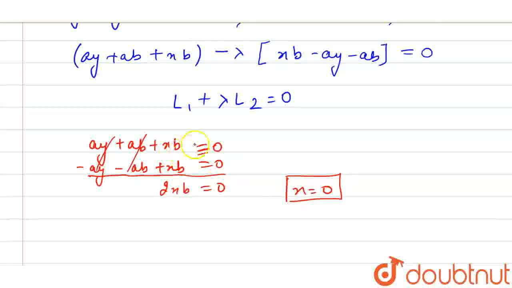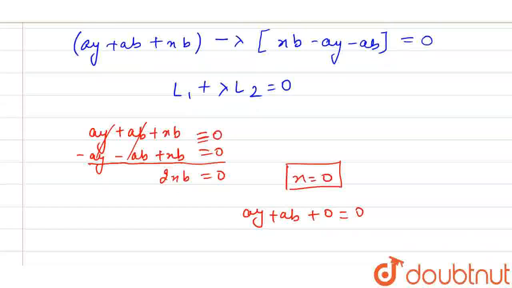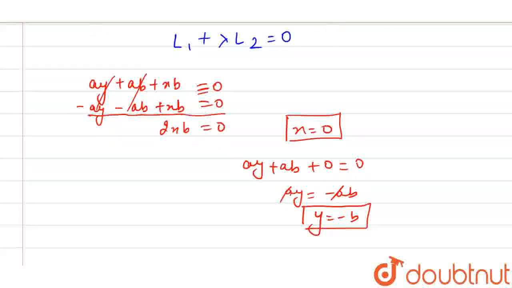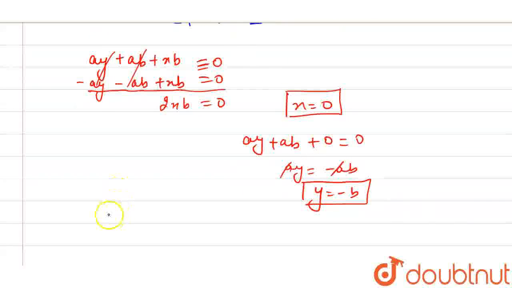To find the value of y, we know that if the value of x is 0, this term will become 0, and from ay plus ab plus xb equals 0 we get ay plus ab plus 0 equals 0. So we can clearly say that ay is equal to minus ab, and the a and a cancel out, we get y equal to minus b. So the point that we get, x comma y, is a fixed point, because the value 0 comma minus b is the fixed point value.